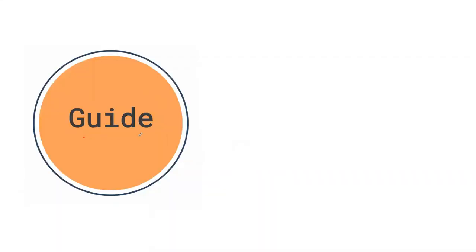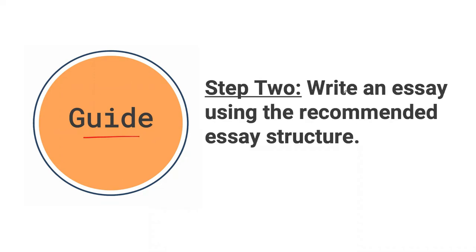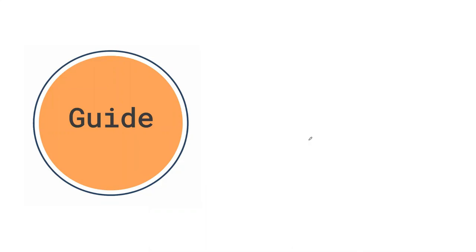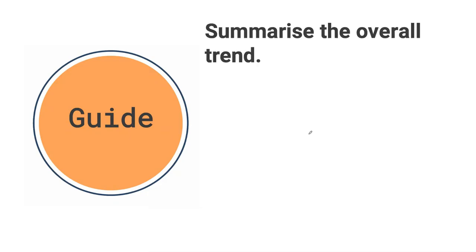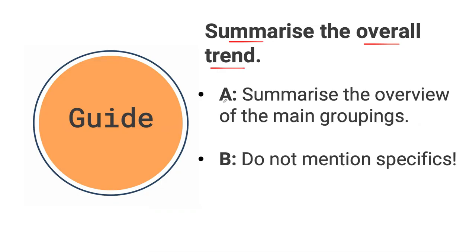Okay, and we're back with our guide. Now, remember, for the second step, we are going to write an essay using the recommended essay structure. But before we do that, there is sort of like a bonus step that we'll have to do, and that is summarize the overall trend. Now, we briefly talked about this in our step 1, which we just did when looking at the prompt and analyzing the table, but basically we're going to do 2 things here.